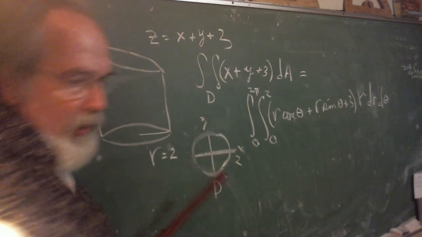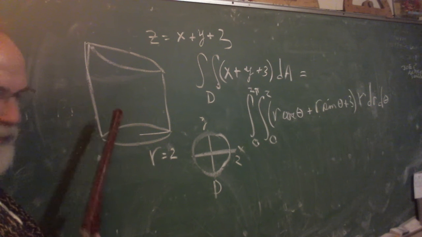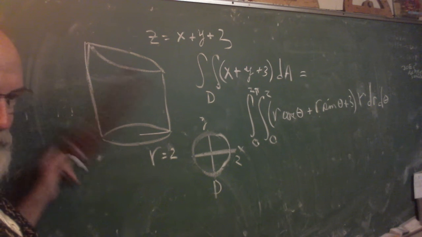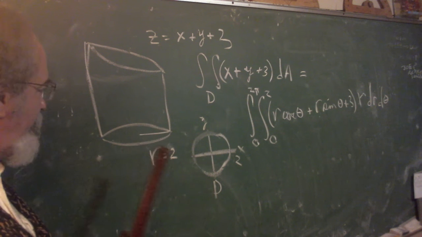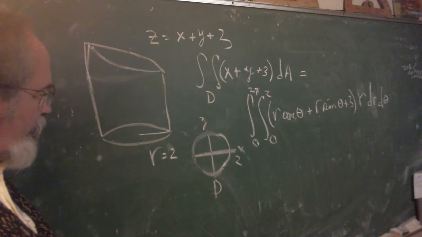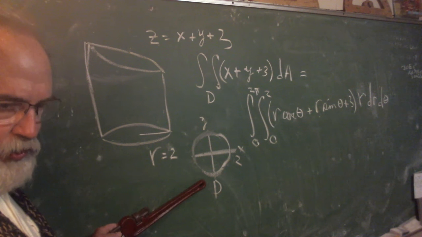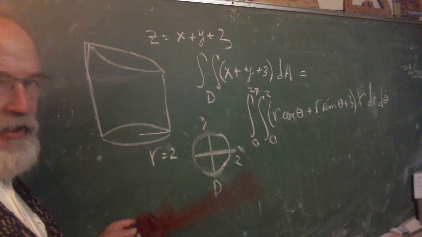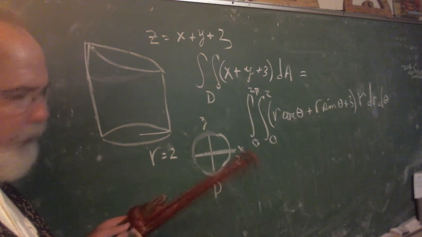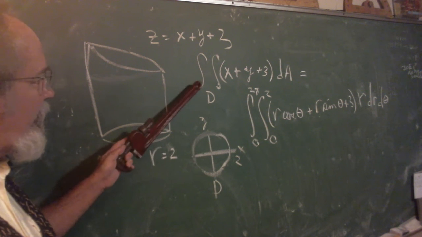All right, so here's the first part. Here's the solid. I've got a tilted plane cutting off the top of the cylinder. The bottom of the cylinder is in the xy plane. I chose a radius of 2. So the domain is a circle centered at the origin, radius 2. I don't want to do that domain in xy coordinates. We're going to do the domain in polar coordinates. But here's what the integral would look like.